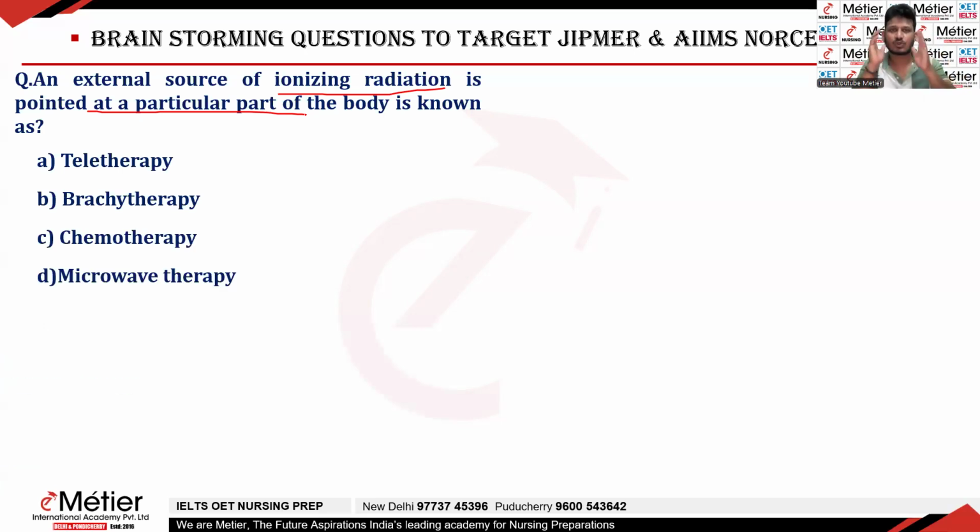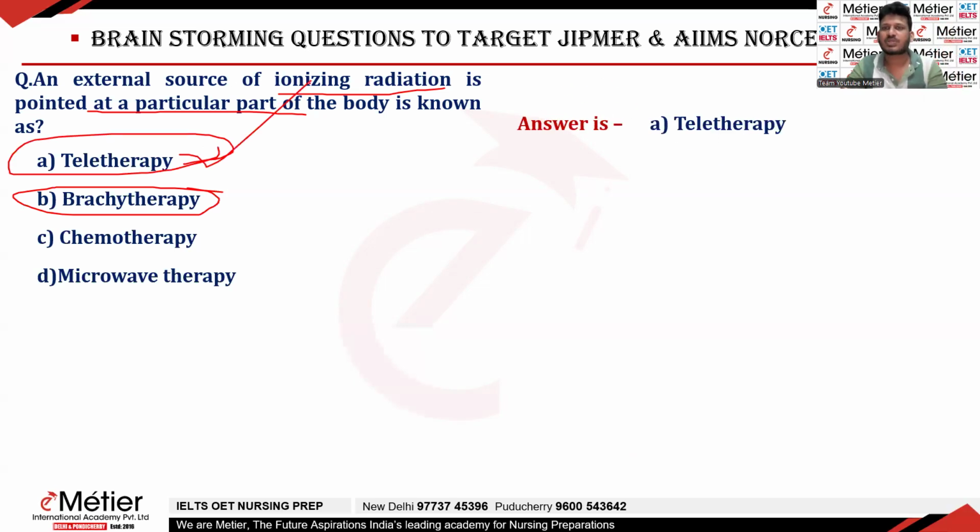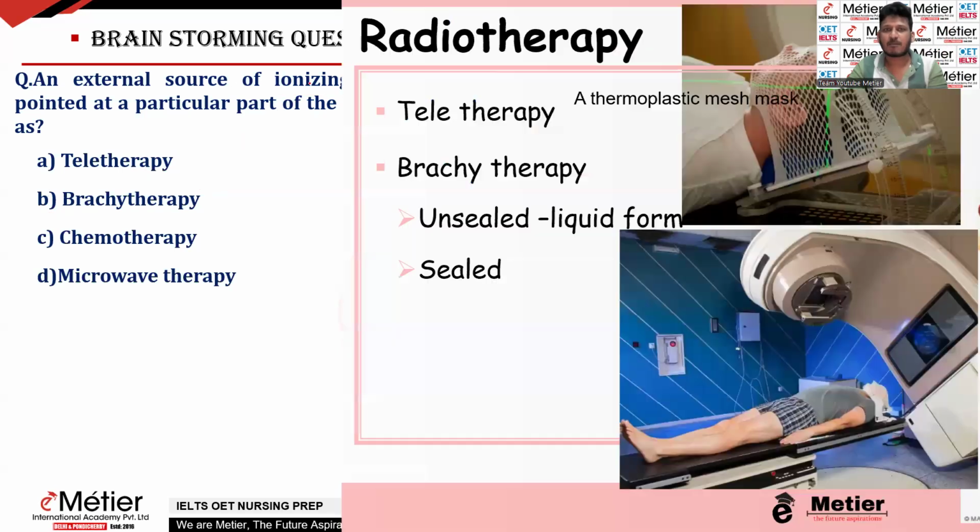Here, the main thing you are supposed to understand is external radiation therapy and internal radiation therapy. Internal radiation therapy is nothing but brachytherapy. But in this question, they don't mention anything about internal. They just mentioned pointed at the particular part. It is self-understood that it is external radiation therapy. External radiation therapy means immediately you have to think about what? Teletherapy. So here the answer is going to be option A, that is teletherapy.